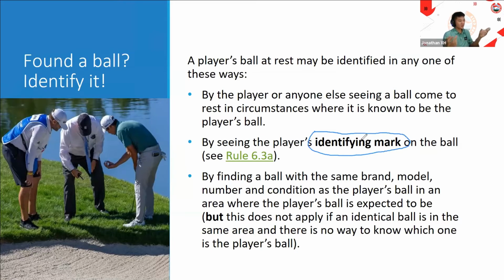An identifying mark is something like a Sharpie dot or a line, or maybe you write your name on your ball. That's important because if you are searching for your ball and then you find a ball, you have to prove that's your ball. And the easiest way to prove your ball is with the identifying mark on your ball. So, go ahead, Om Gian.